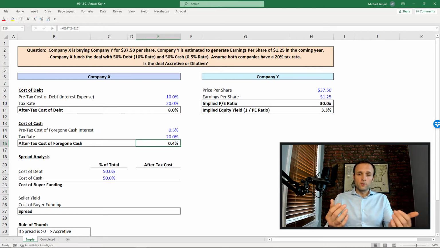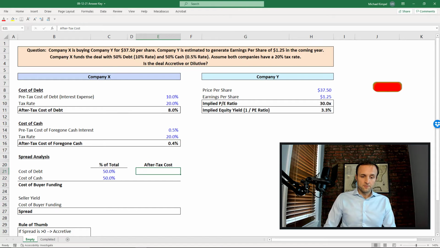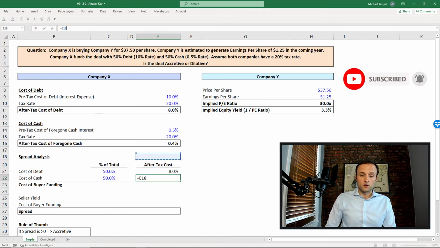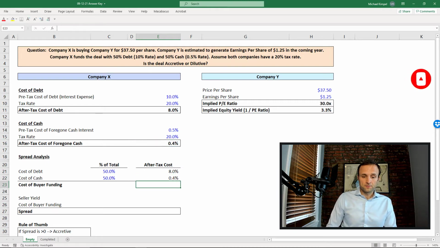And now we're going to pull the cost of debt and cost of cash down to figure out what the blended cost of financing is for this deal. So we'll pull in our cost of debt, pull in our cost of cash funding, and then they're 50-50, so we have to multiply these out. So we'll take 50% times 8%, and then 50% times 0.4% to get to a blended cost of 4.2%.